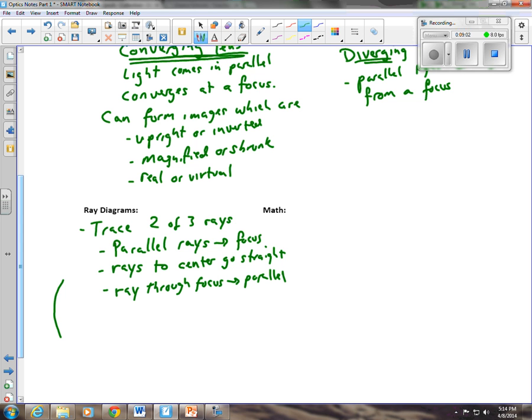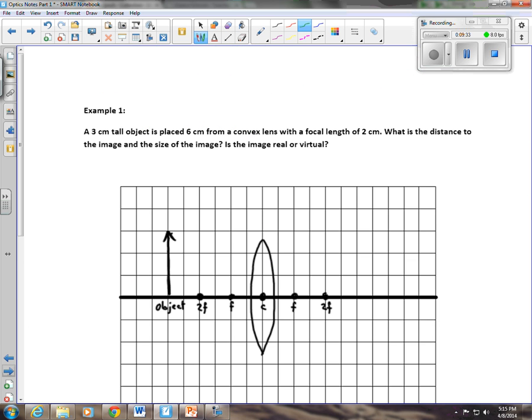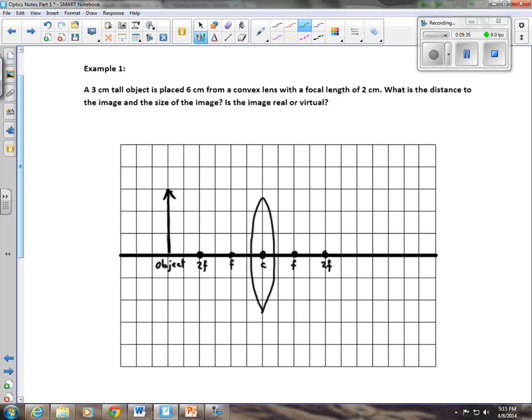Okay, so that would look like this. So a ray that went down through the focus like this would get to the center line and then come up parallel to the axis. And then where the rays meet is the image, or is where the image is. So again, we're going to skip the math, and we're going to just jump right to some examples. So you're going to need a straight edge to be able to do this, because we have to draw these rays in nice and straight. So if you don't have one, pause the video and get a straight edge to do this.